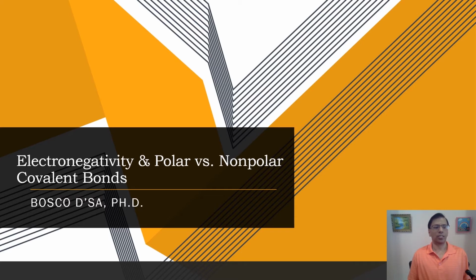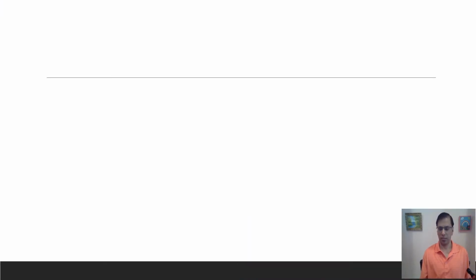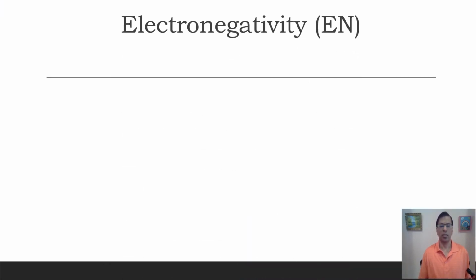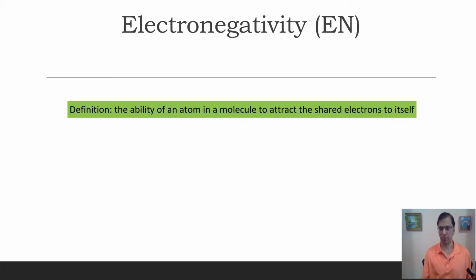Today, I'll cover the topics on electronegativity of the atom and also talk about polar versus nonpolar covalent bonds. So, what is electronegativity? Electronegativity is defined as the ability of an atom to attract electrons to itself.